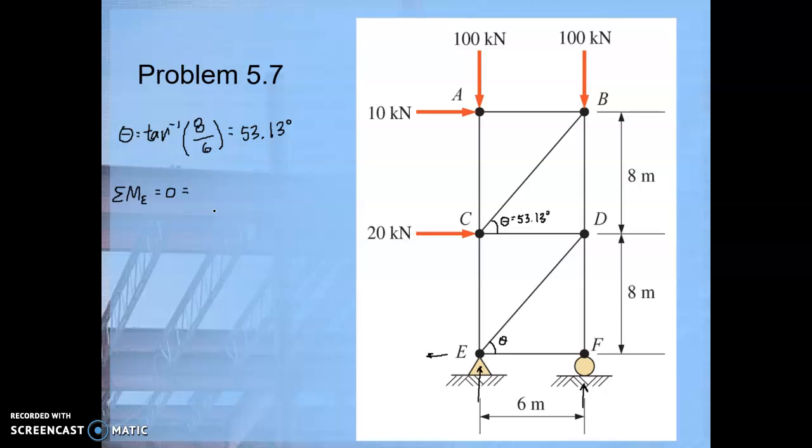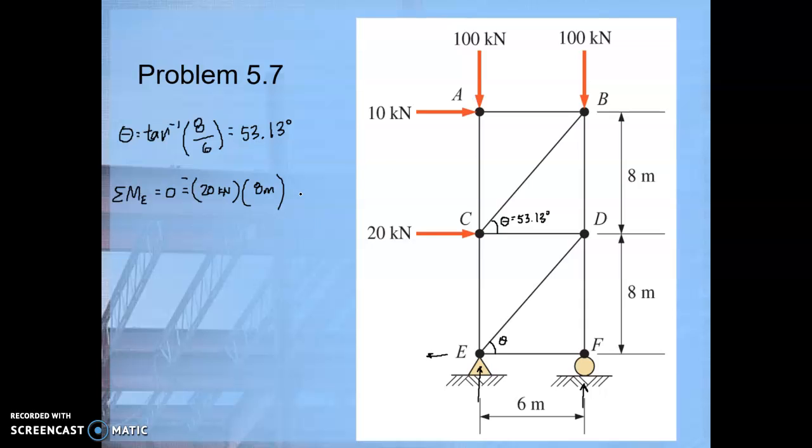I'm going to start with this 20 kilonewton load. It has a moment arm distance from E. Remember, the distance has to be perpendicular to the line of action of the vector. Since this is a horizontal vector, the moment arm distance is the vertical distance of 8 meters. This force moving horizontally is going to go around point E in a clockwise direction, and our sign convention tells us that a clockwise moment is negative.